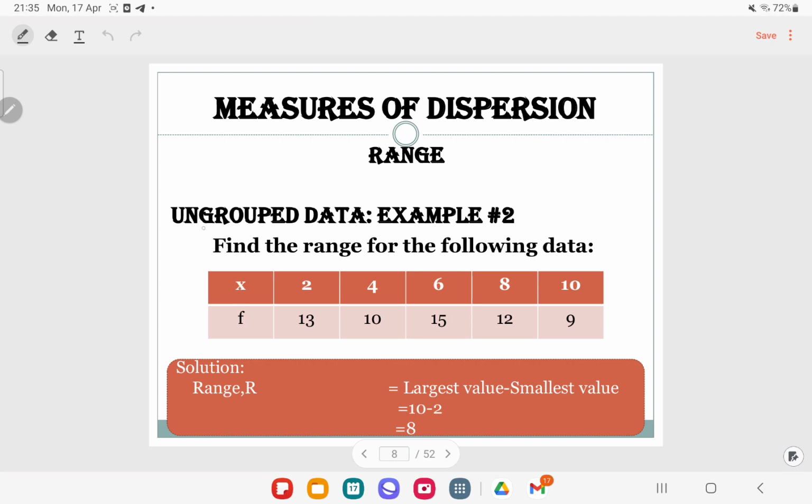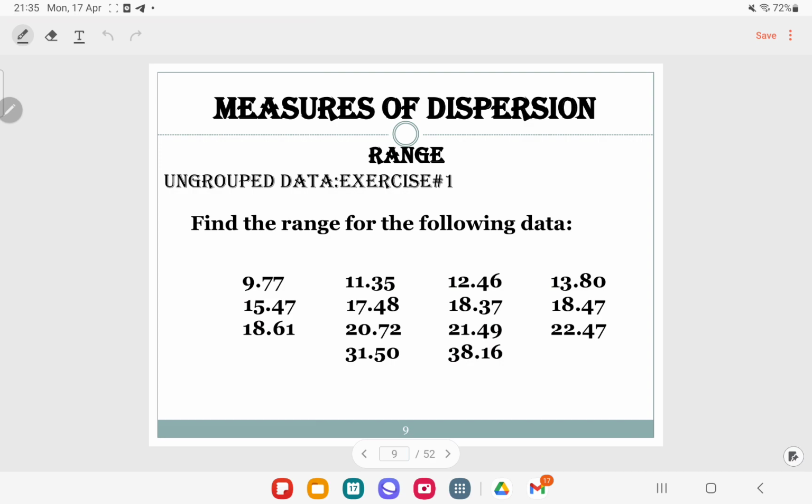Okay, next is grouped data without class interval. The range value is the largest value of x, not the frequency value, the x column here. So we can see the highest value is 10 minus the smallest value is 2. So 10 minus 2 is equal to 8. Don't use the frequency value to calculate your range for grouped data without class interval.